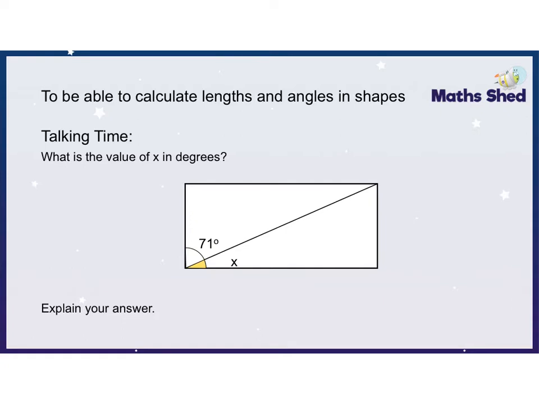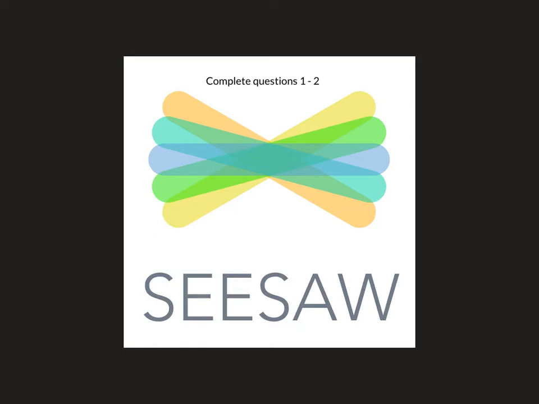Okay, again the same thing. What is the value of x? Well, again, I know that each vertex is 90 degrees. It's a right angle. So 90 take away 71 would leave me with 19 degrees. Okay, try questions 1 and 2 on Seesaw.